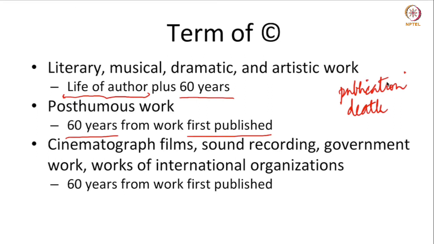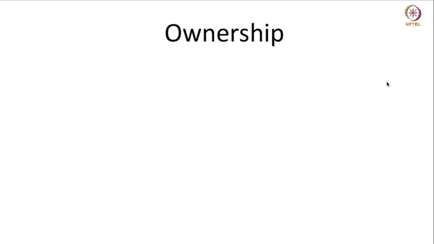Photographs were treated like cinematograph films earlier. It used to be protected for 60 years from the date it is first published, but now photographs are included like an artistic work. So photographs are protected for the life of the photographer, that is the life of the author, plus 60 years. This change was brought about by the 2012 amendment to the Copyright Act.